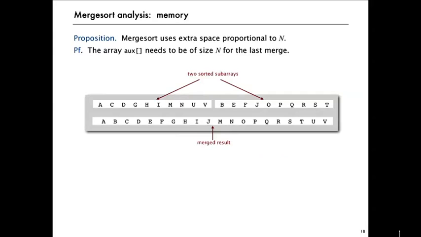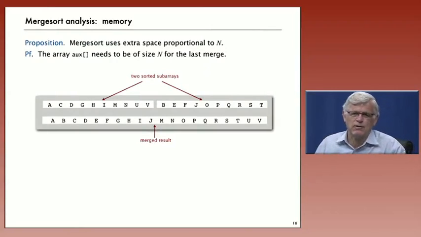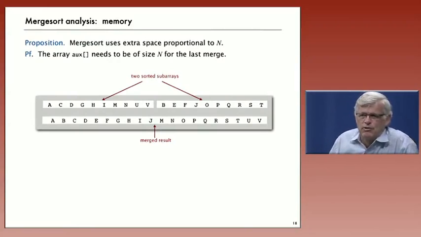So that's the running time. Merge sort is fast. The other thing that we usually want to know is memory. And one of merge sort's characteristics is that in practical applications, it uses extra space proportional to n. That is, we need that extra auxiliary array for the last merge.